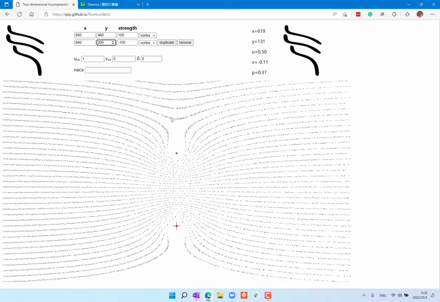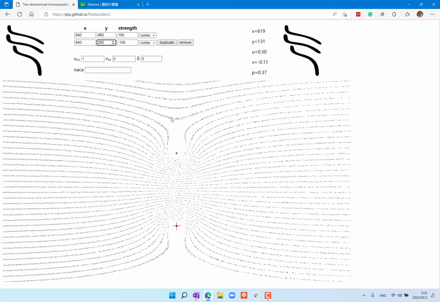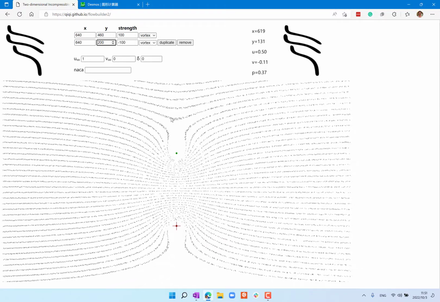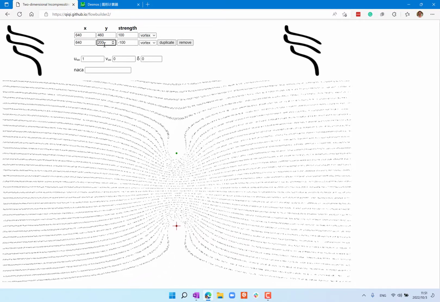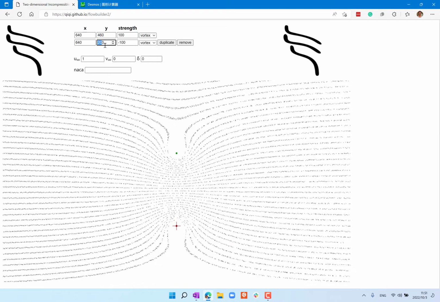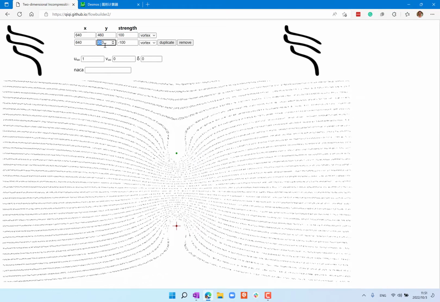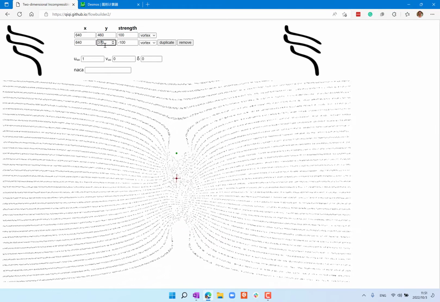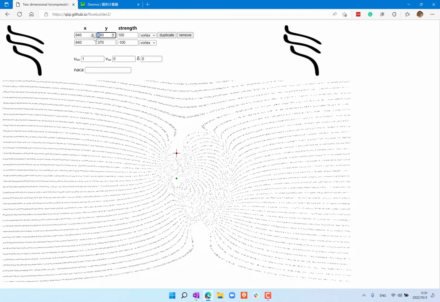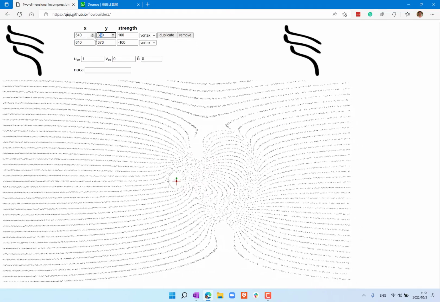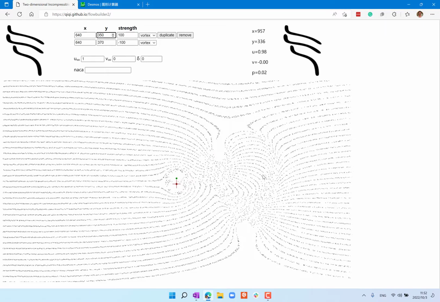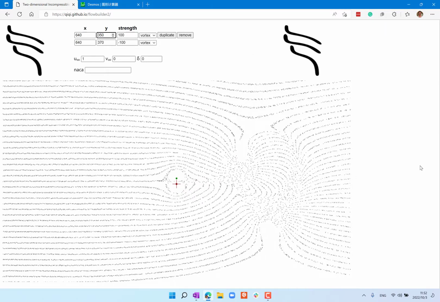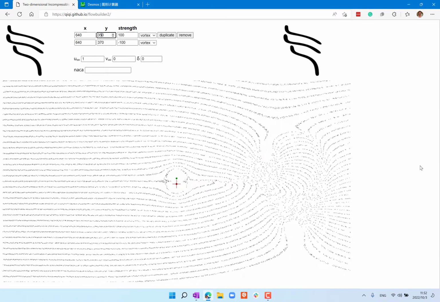Now we have two vortices. Okay, how about we switch the position of the two vortices? We make this 370 and make this 360, maybe 350. Now, what does the flow field look like?